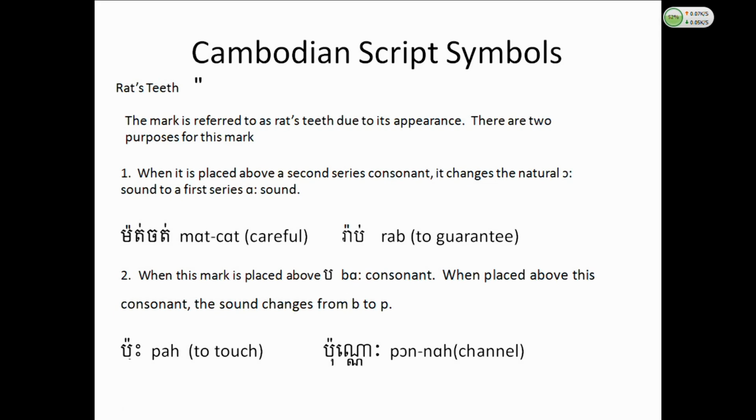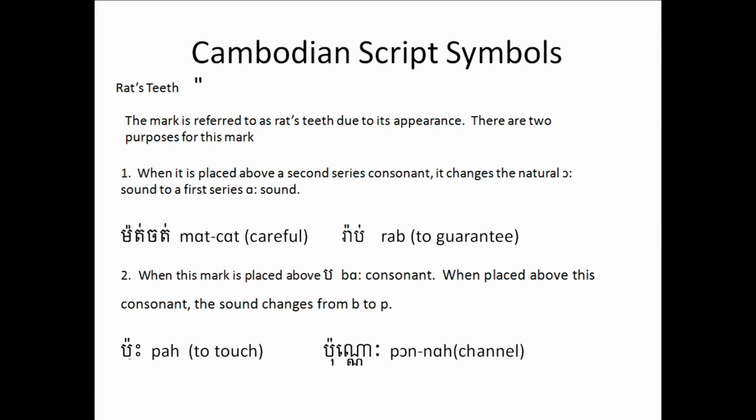Right, moving on to the second script, we see here the second mark. This is referred to as Khmer Gandao, which just means the rat's teeth in Khmer, and it's referred to as rat's teeth because it actually sort of looks a little bit like rat's teeth. So there are two purposes for this mark. When it's above a second series consonant, it changes the second series. Second series consonants, remember, have an initial O sound. It changes them to a first series. Now, first series consonants have the initial A sound. So it should be very clear here. What it does is change a second series to a first series. Boom. So we got that very clear.